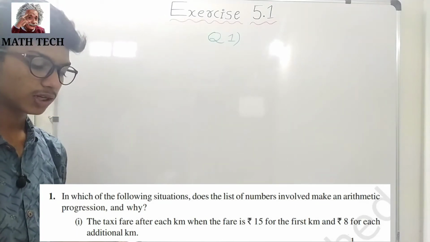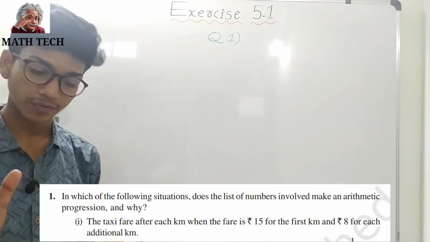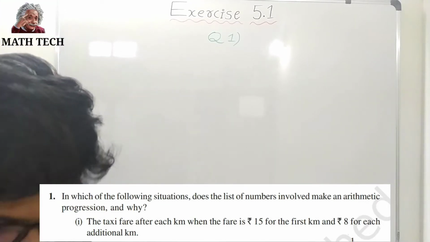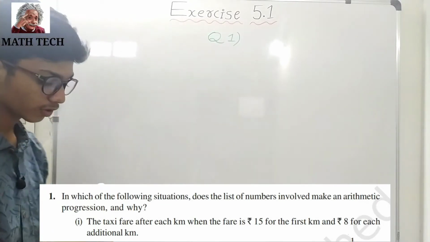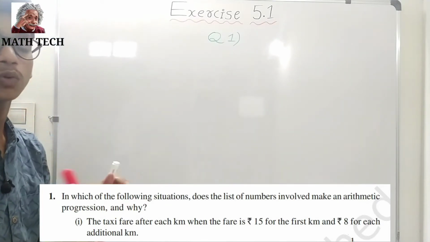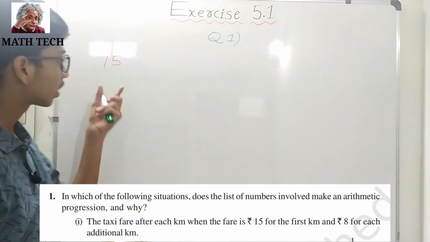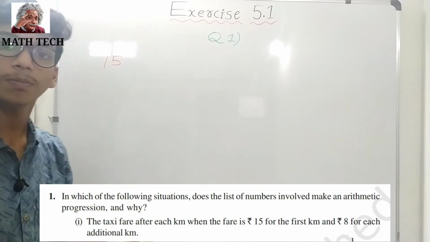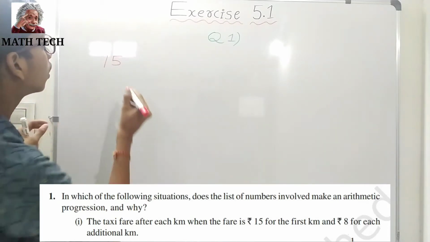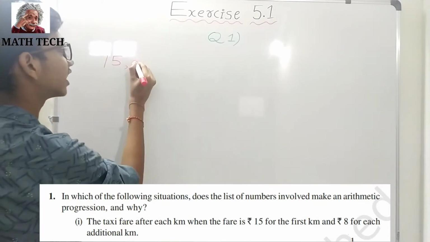The taxi fare for each kilometer, when the fare is rupees 15 for the first kilometer and rupees 8 for each additional kilometer. So we can understand from this that if you travel 1 kilometer, you have to pay rupees 15, and if you travel additional kilometers, that is more than 1, rupees 8 is added for each extra kilometer.